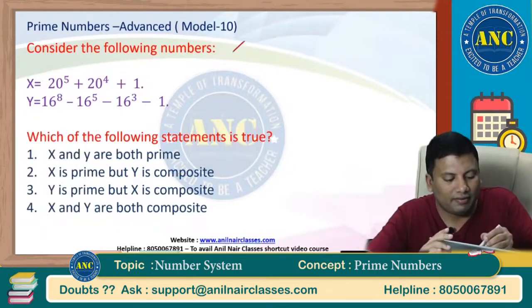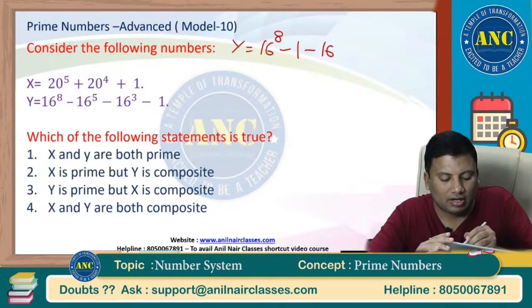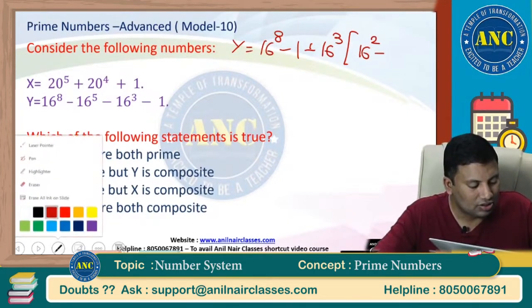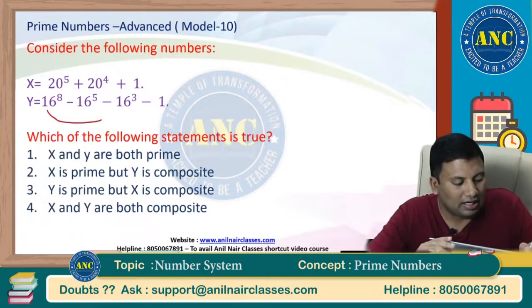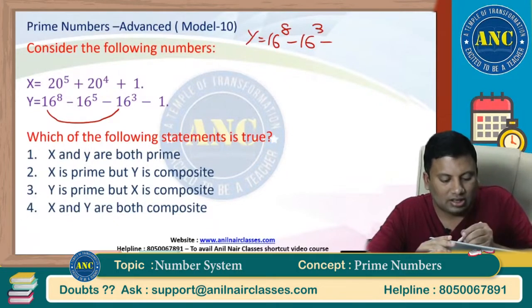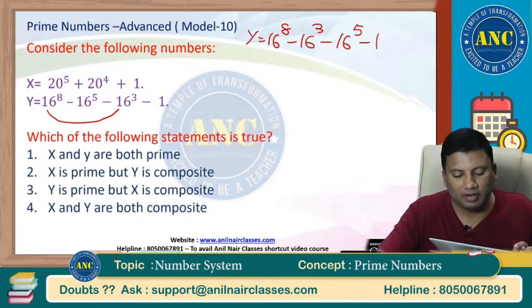Next one. Y is equivalent to, take the first and the last, 16 power 8 minus 1 minus 16 cube, 16 square, 16. We will write it like this so that we can reduce the step. I will take the first and third. Y is 16 power 8 minus 16 power 3, minus 16 power 5 minus 1.